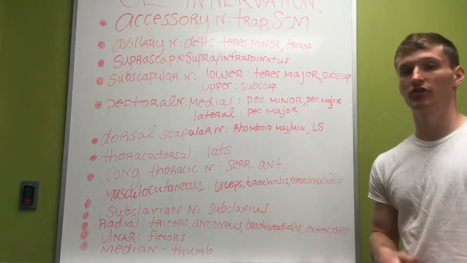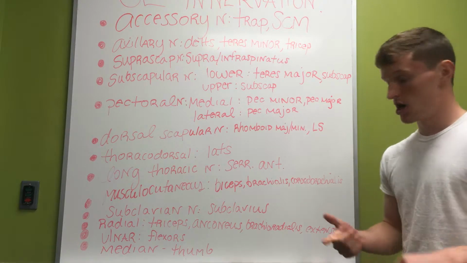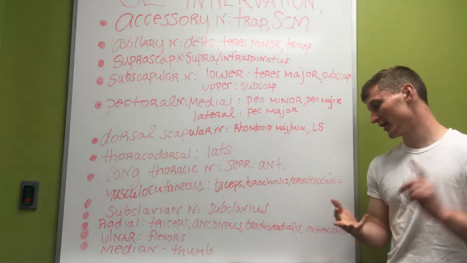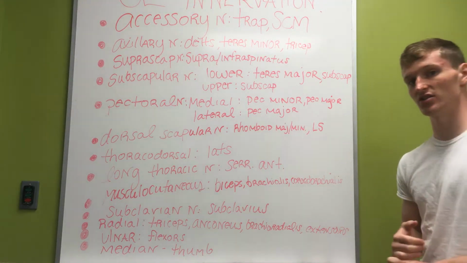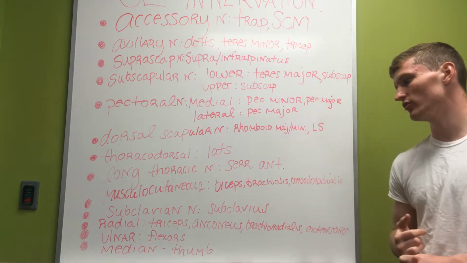Your radial nerve innervates your triceps along with the axillary nerve, like said above. Your brachioradialis, your anconeus, and your wrist extensors. The ulnar nerve innervates your flexors, and the median nerve innervates your thumb.